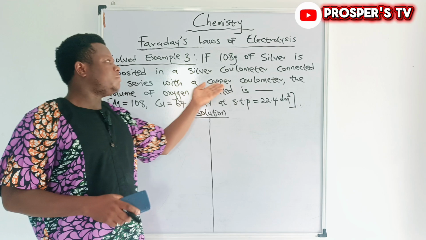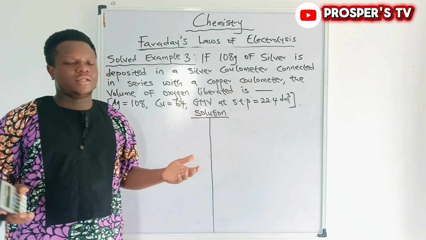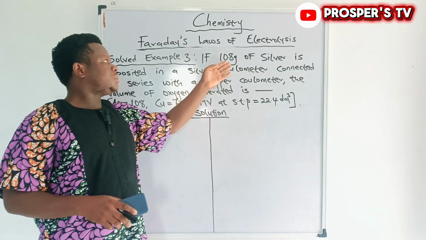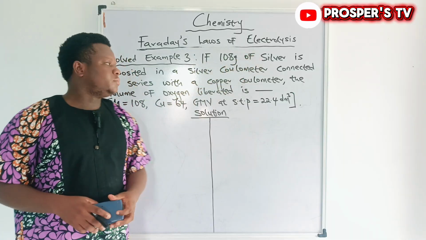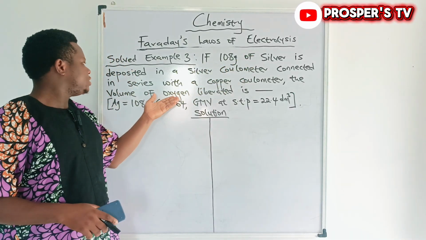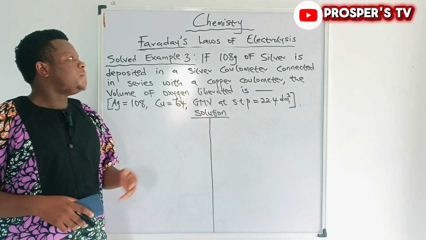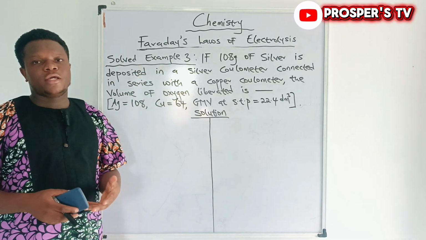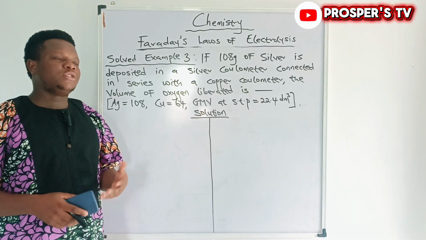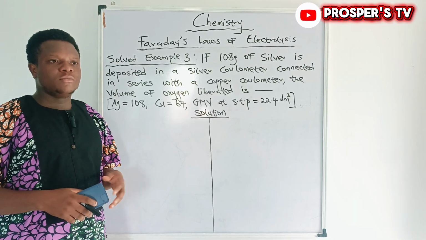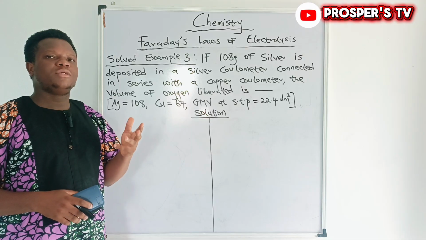You are not making use of the copper for anything in this calculation, because what was given to you is what? The mass of silver. I know you're wondering, then where is oxygen coming from? They said the volume of oxygen liberated. Remember, most electrolysis occurs in aqueous media. So they're trying to say oxygen is being liberated at the anode. So we're calculating the volume of oxygen being liberated at the anode.